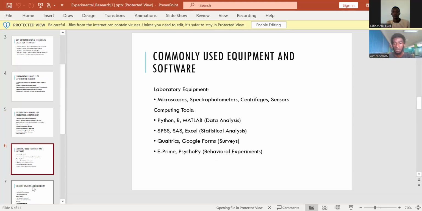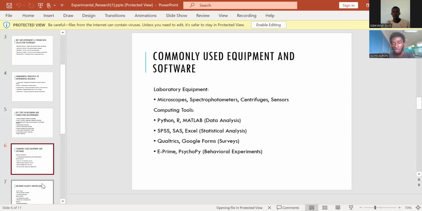Among the commonly used equipment and software in experimental research, we have laboratory equipment, which are the common things that I believe most of us have interfaced with, which include microscopes, spectrometers, centrifuges, among many other things, and different kinds of sensors, and many others that we might not explain here, either in a medical field or different kinds of fields, depending on the field that you're working with. These are just some few examples.